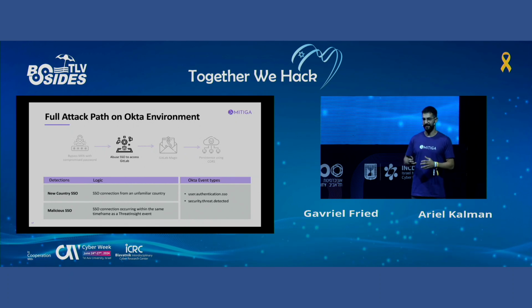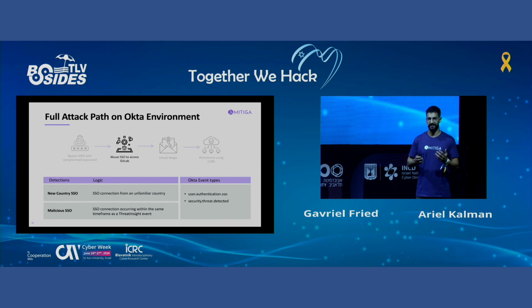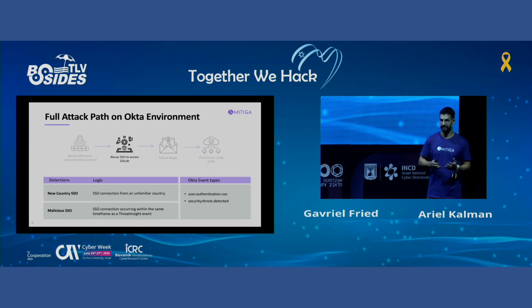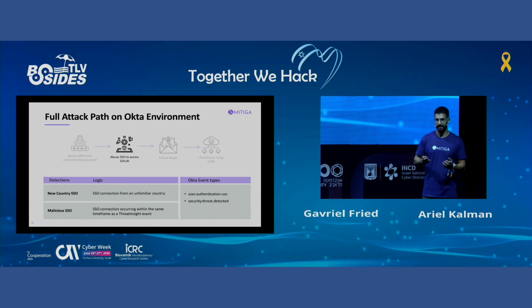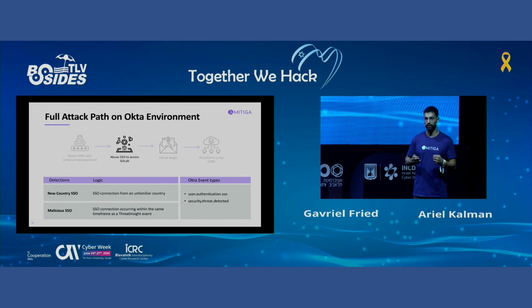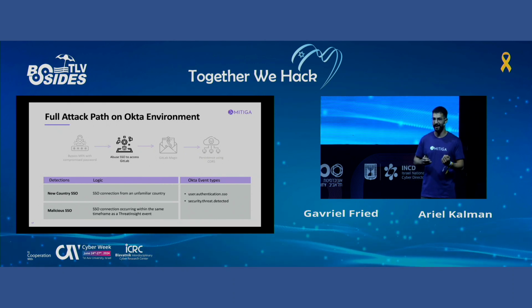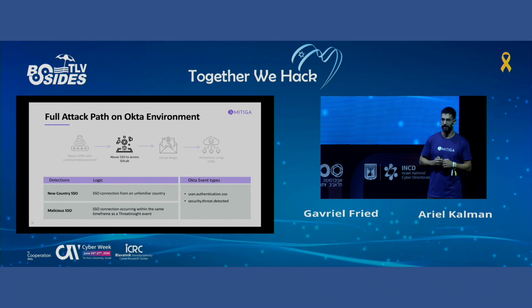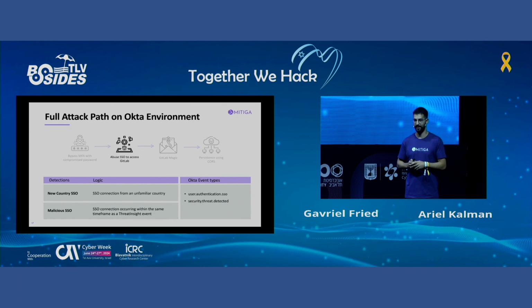The second step of the attack involves SSO. Once the threat actor obtains access to an account, he can see the accessible applications by this user and can pivot using SSO. Detect this by creating a detection called New Country SSO, which detects an SSO connection made from a country you haven't seen before for this particular user. To reduce false positives, filter out new users and common workplaces.